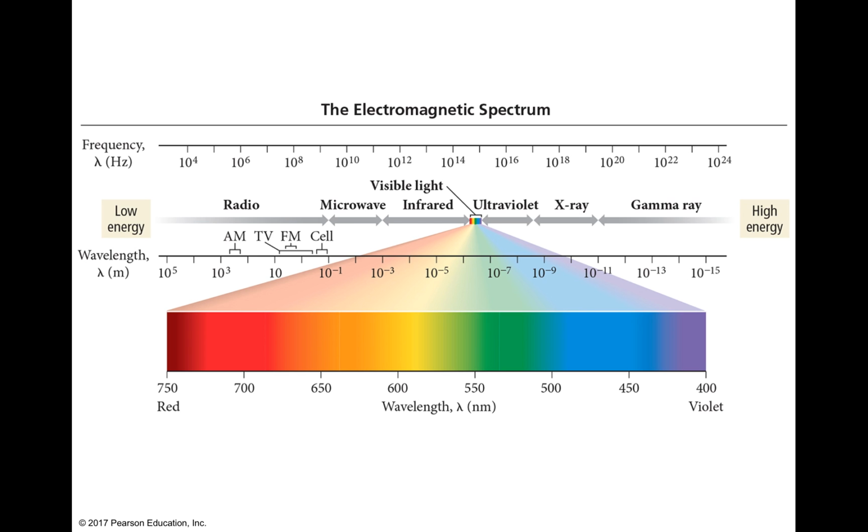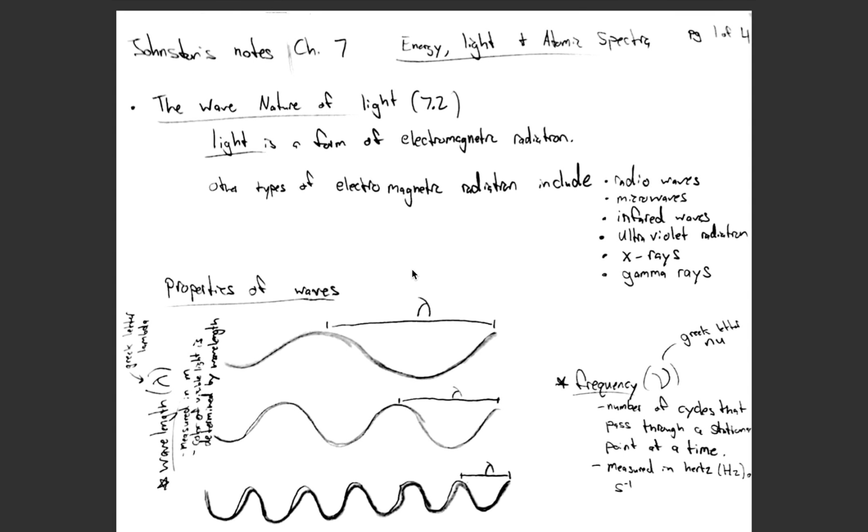Visible light is from about 750 nanometers to around 400 nanometers. And all the colors in between are really the colors of the rainbow. When we look at waves and wave properties, we can really talk about a few features of waves. The first has to be wavelength.